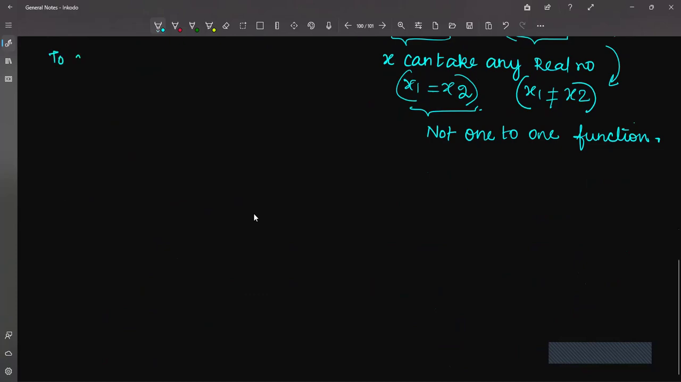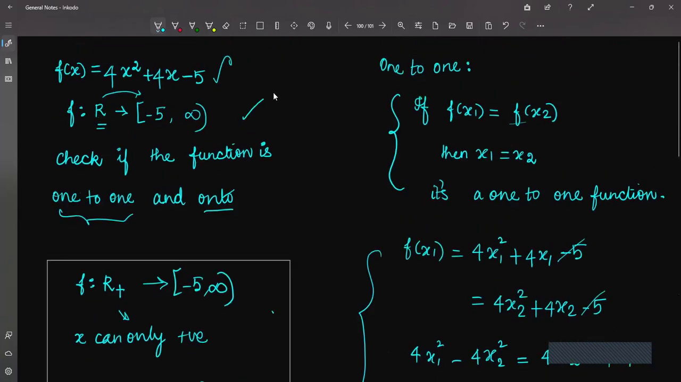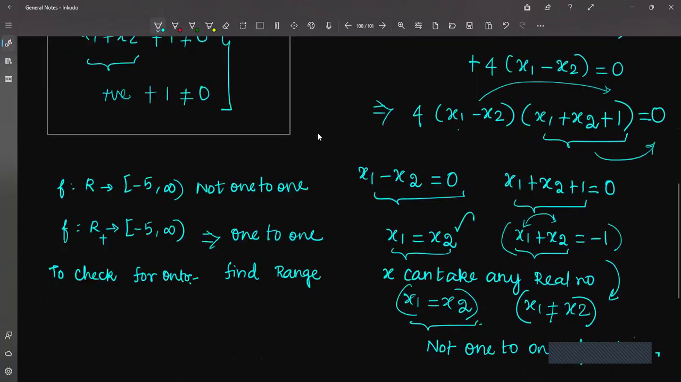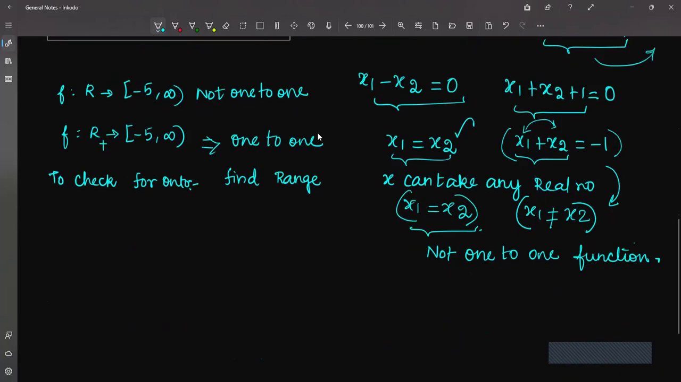So to check for onto, we need to find the codomain and range and check if the codomain is equal to or is a part of the range. So we need to find the codomain as well as the range. Codomain is already given, which is [-5, infinity). We need to find the range value.